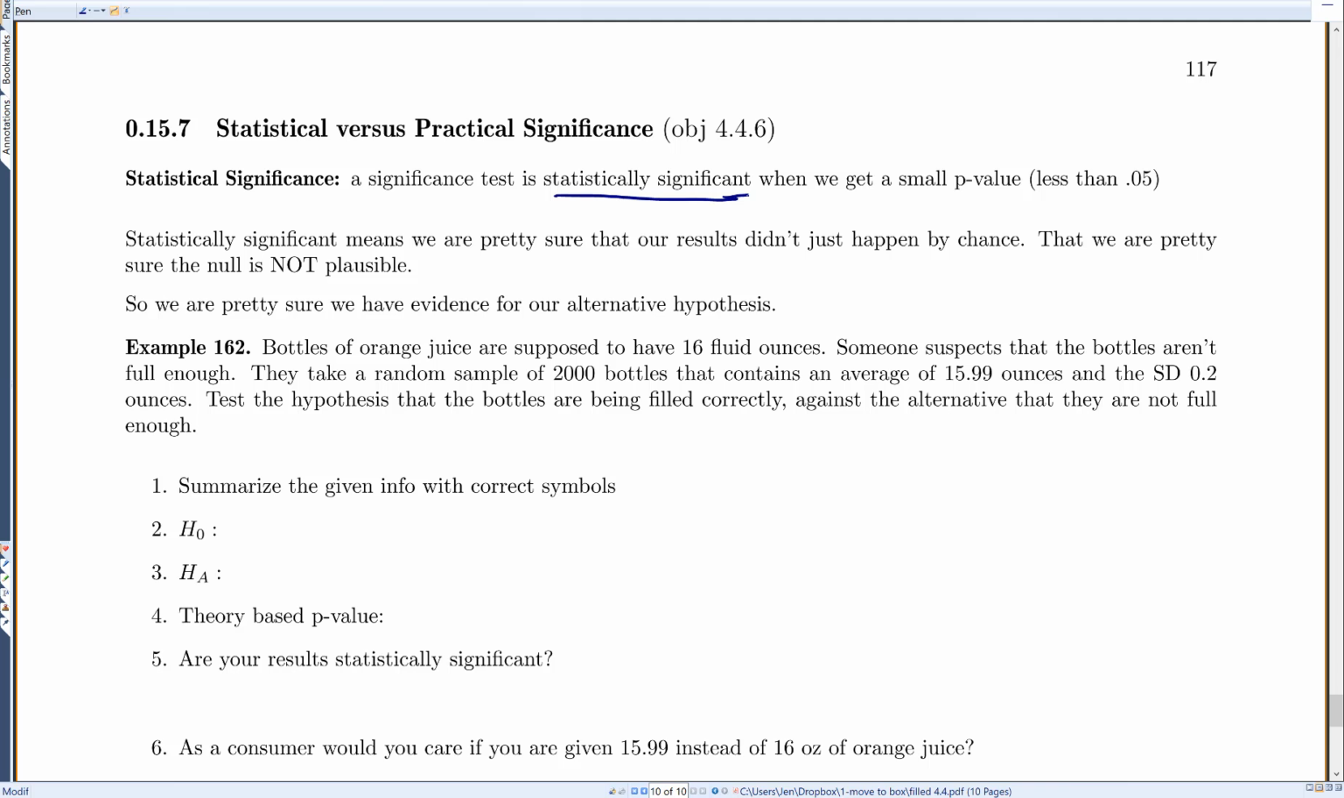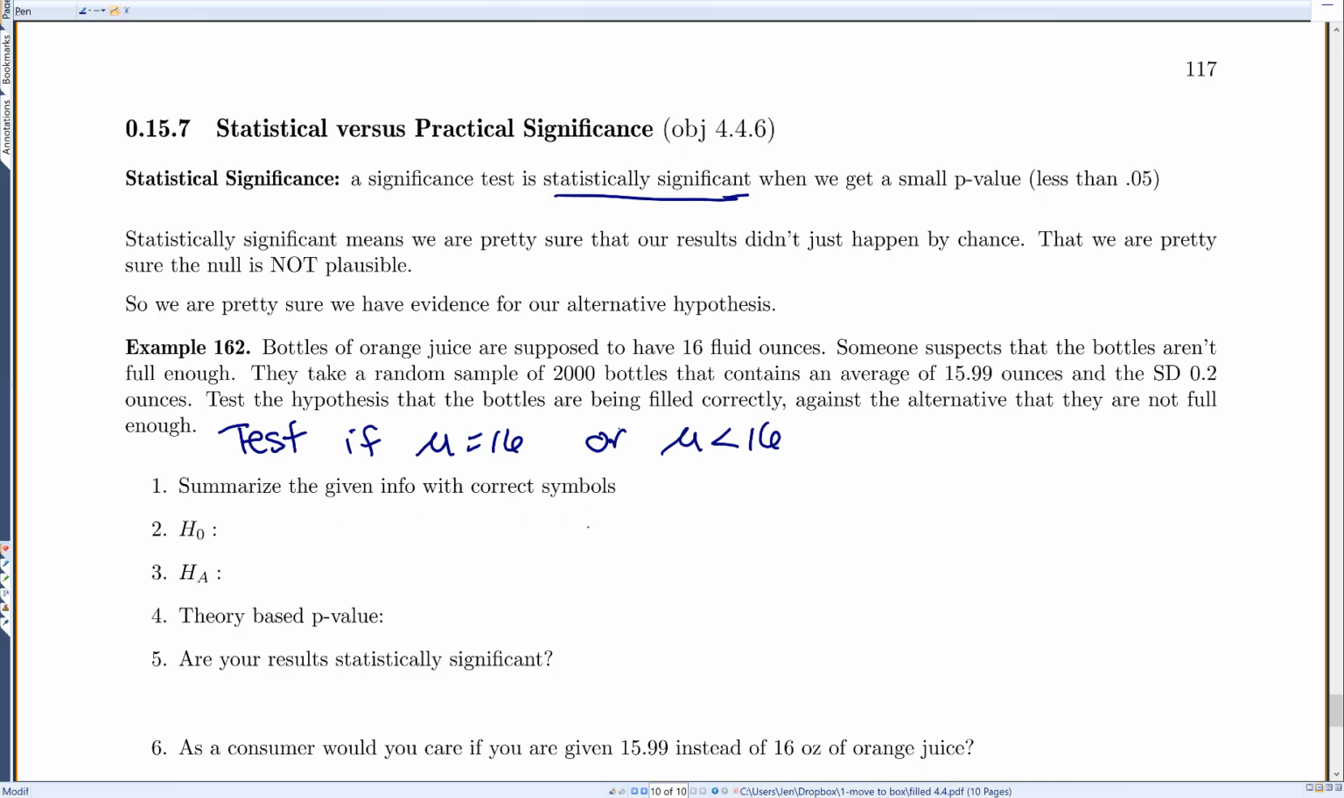Okay. So for example, we have bottles of orange juice that are supposed to have 16 fluid ounces. Someone suspects the bottles aren't full enough. They take a random sample of 2,000 bottles that contain an average of 15.99 ounces and a standard deviation of 0.2 ounces. Test the hypothesis that the bottles are being filled correctly against the alternative that they are not full enough. So what we want to test is if our population mean mu equals 16 or if mu is less than 16. That's kind of our question, right? That's what we're interested in.